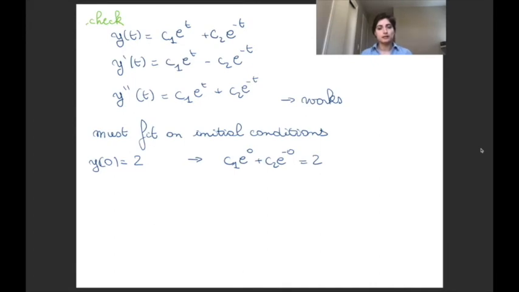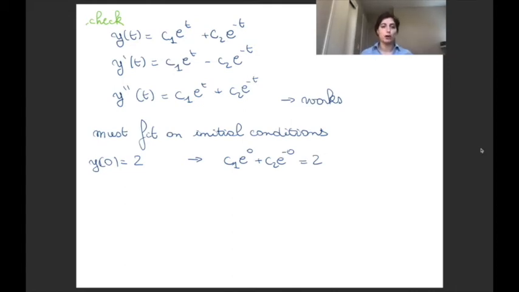And now we ask ourselves, can we fit the initial conditions? So we have a solution that depends on two parameters, two choices of c1 and c2. Can we choose these c1 and c2 in such a way that it fits the initial conditions? We have two constants that we can choose. We have two initial conditions. Can we match them in some way? And in this case, we can.